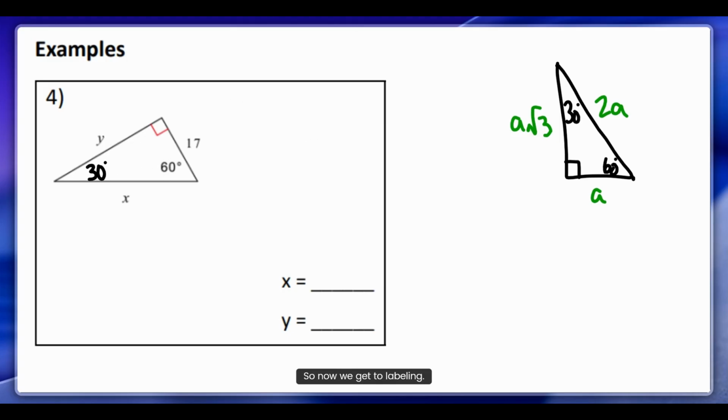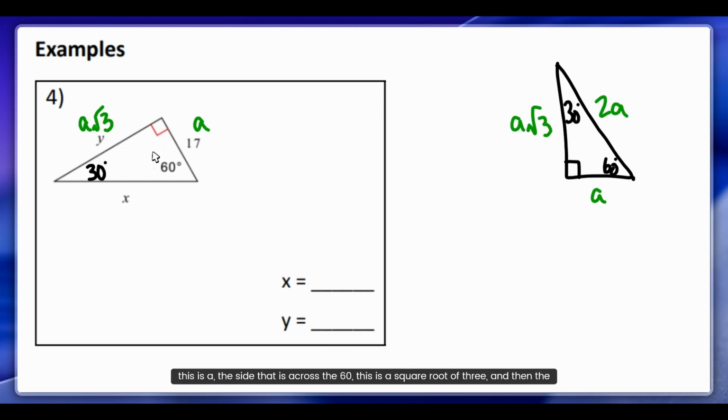So now we get to labeling. We're going to start with the side that is across the 30, this is a. The side that is across the 60, this is a square root of 3. And then the hypotenuse, which is across the 90, is 2a. Right? So I always recommend labeling. It doesn't take a super long time. And then we can essentially do the same thing we did with the 45, 45, 90. We're going to identify the side that they gave us. They gave us 17, and that represents our A side.